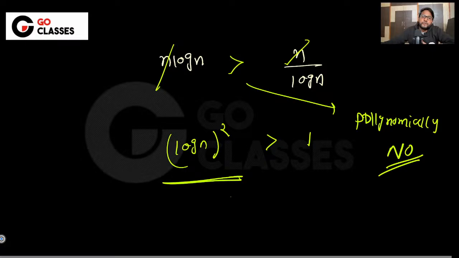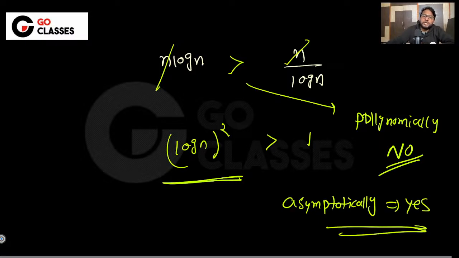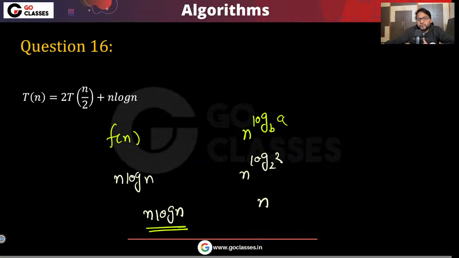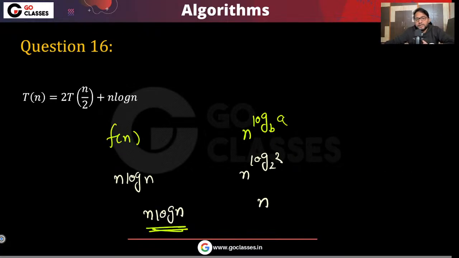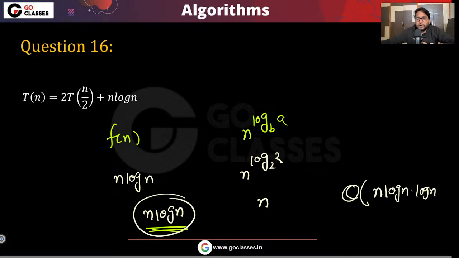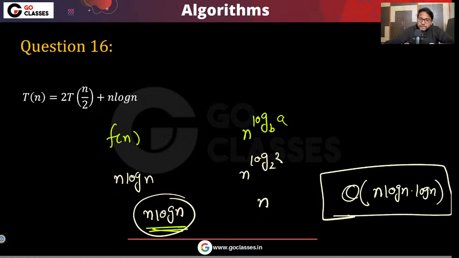Right? Polynomially, no. And asymptotically, yes. So I hope now you understood that these two functions are just log n greater. Now the Master's theorem says, if both are just log n greater, then the final answer will be theta of n log n into log n. The final answer will be just whatever is greater into log n.